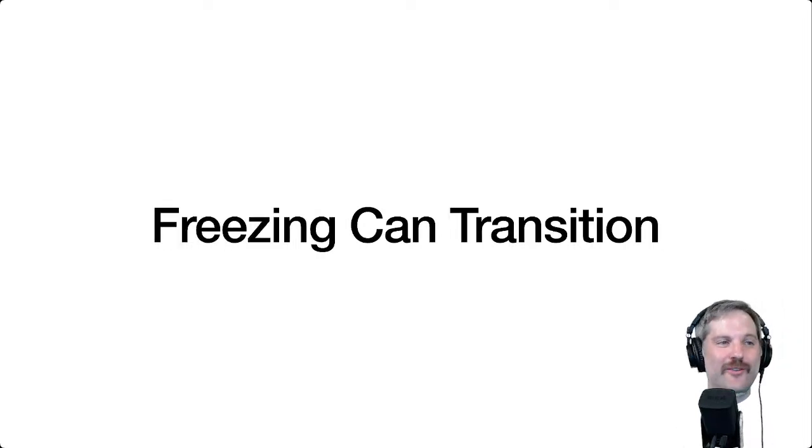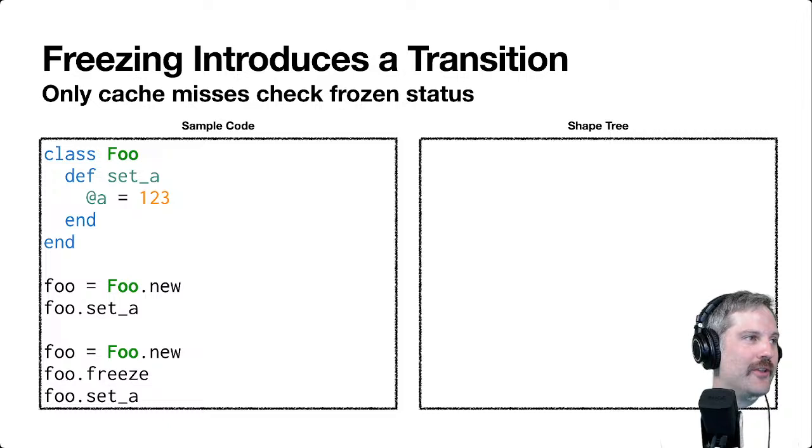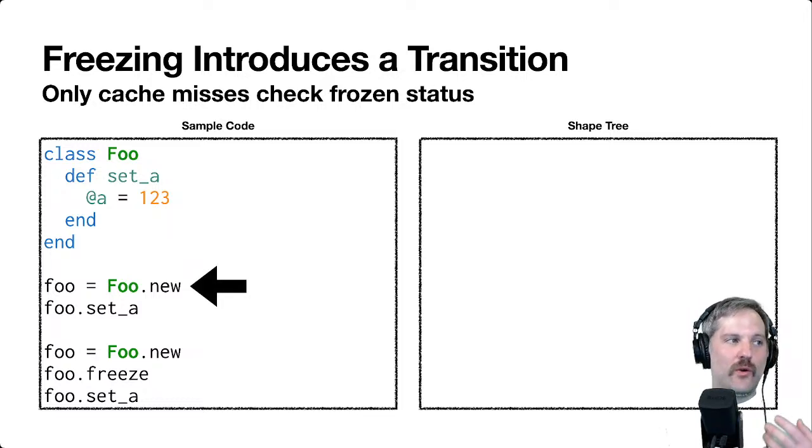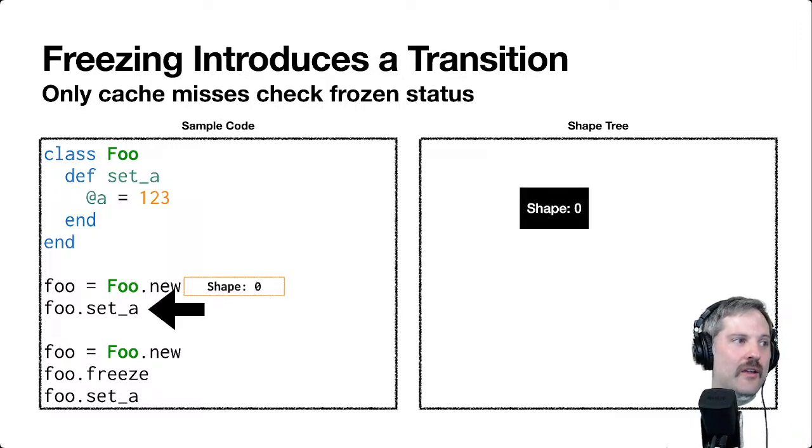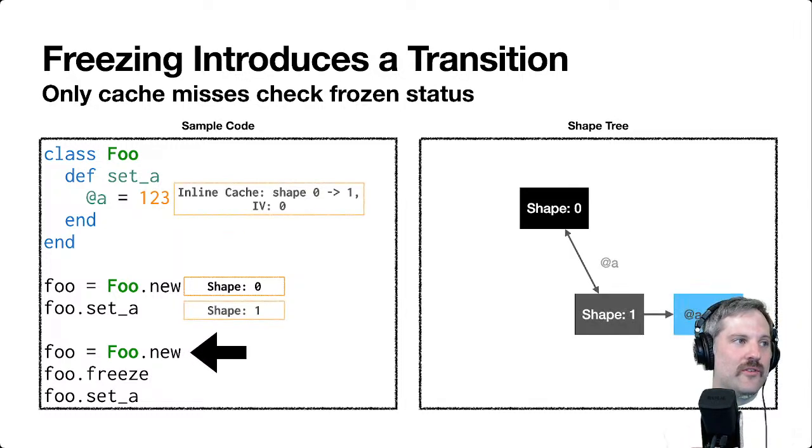Any attribute can be a transition, including freezing. So let's take a look at freezing. We can say that freezing an object will introduce a transition. So for example here, we'll say we create foo. After we execute foo, we'll set a. So when we called foo.new, we're at shape 0. We say set a transitions it to shape 1, and we add an inline cache in this particular case.